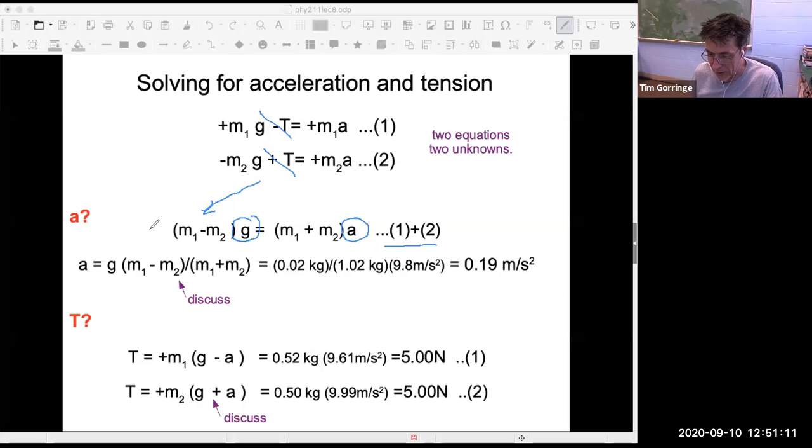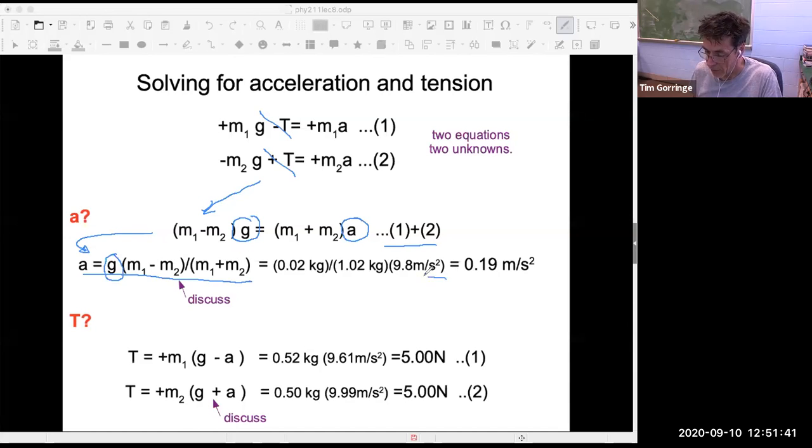Now you can immediately see how I can solve for the acceleration. I just divide through by the sum of the masses, m1 plus m2, and I get this little magic equation here that says the acceleration of the masses, one of them's down, one of them's up, depending on whether they're the heavier or the lighter one, is equal to the acceleration of gravity times a factor that involves the masses. And that factor is simply the difference in the masses divided by the sum of the masses.